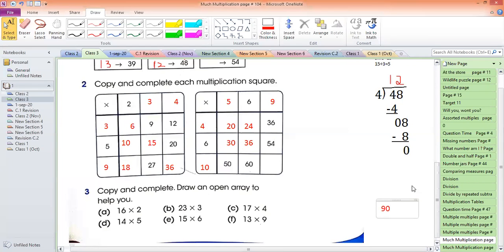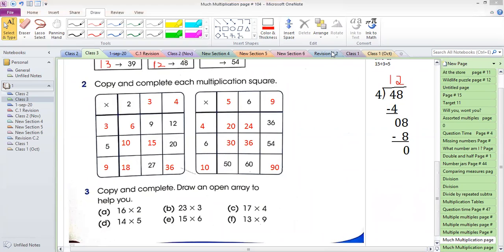In that way you have completed this multiplication square. Check again. 4 multiplied by 5, 20. 4 multiplied by 6, 24. 4 multiplied by 9, 36. 6 multiplied by 5, 30. 6 multiplied by 6, 36. 6 multiplied by 9, 54. 10 by 5, 50. 10 by 6, 60. And 10 by 9, 90. All right, guys. So this is how you complete the multiplication square.